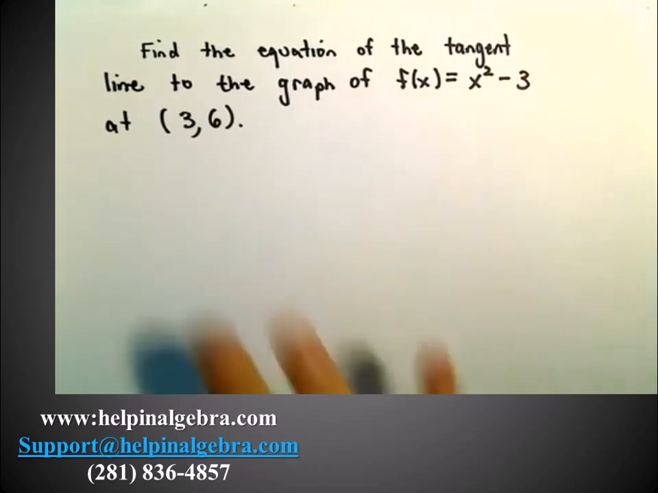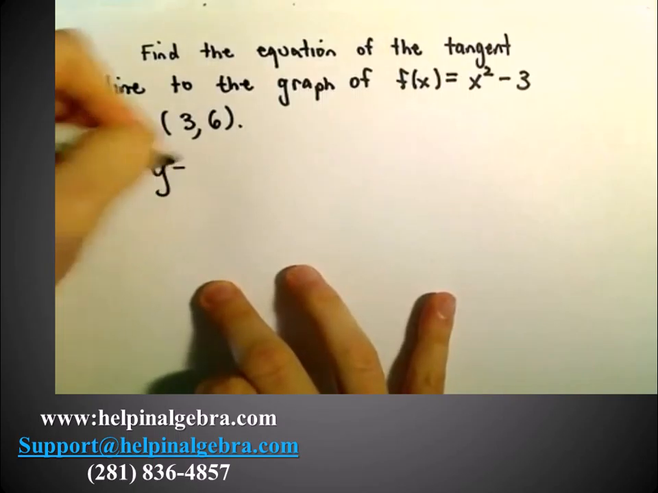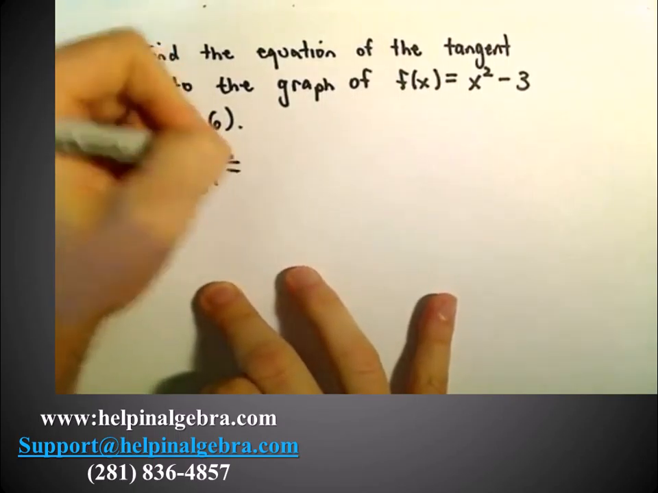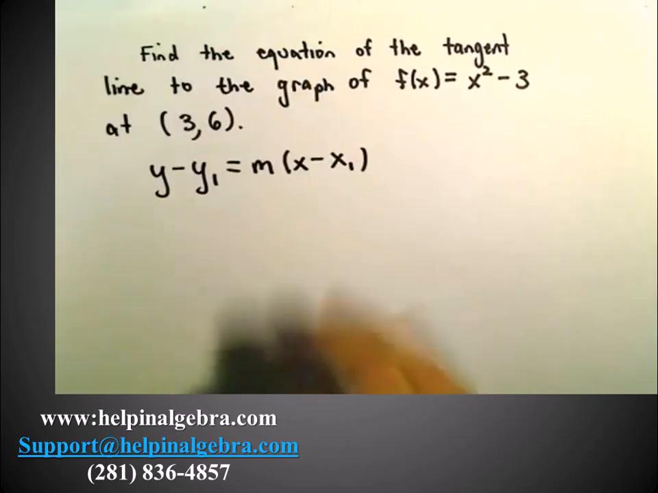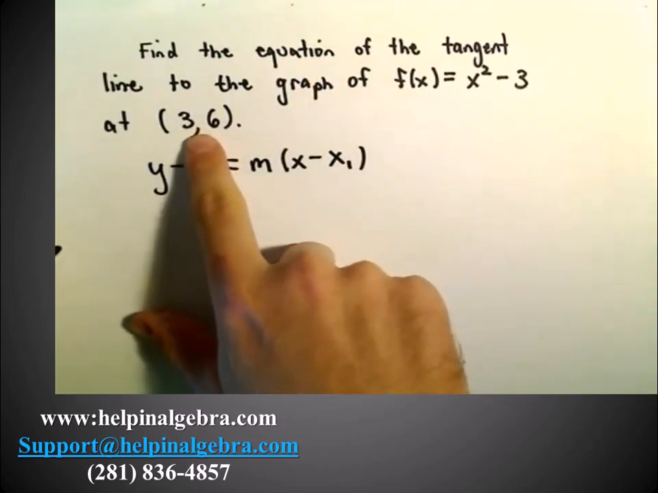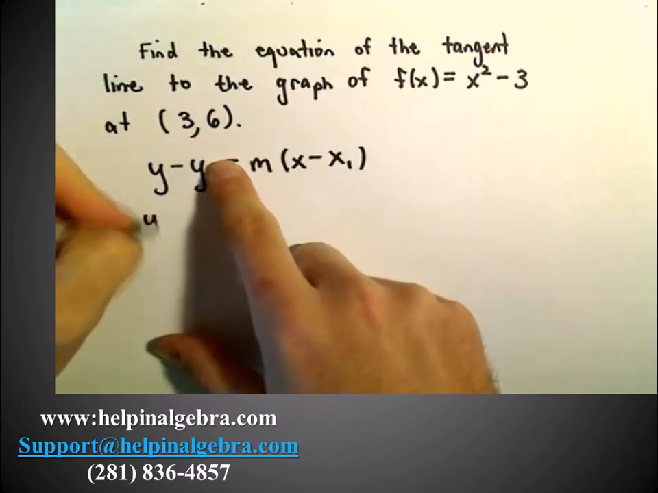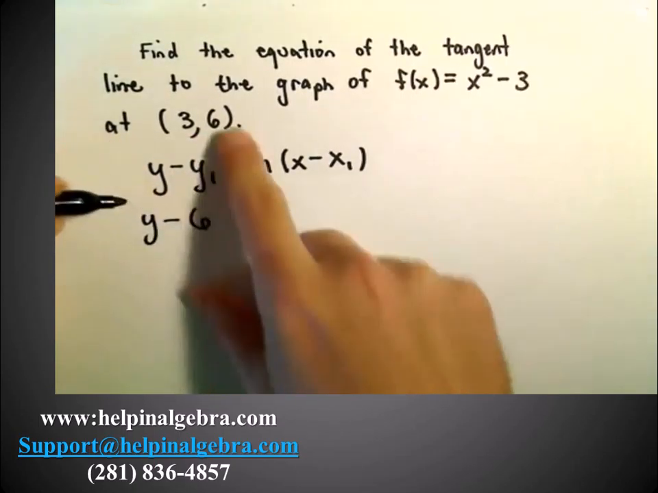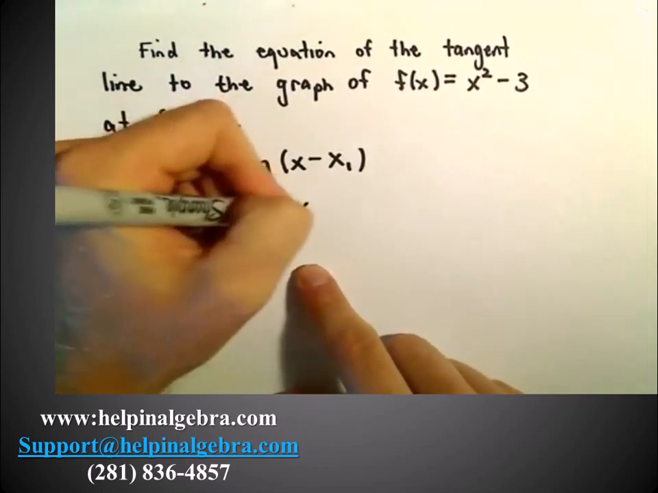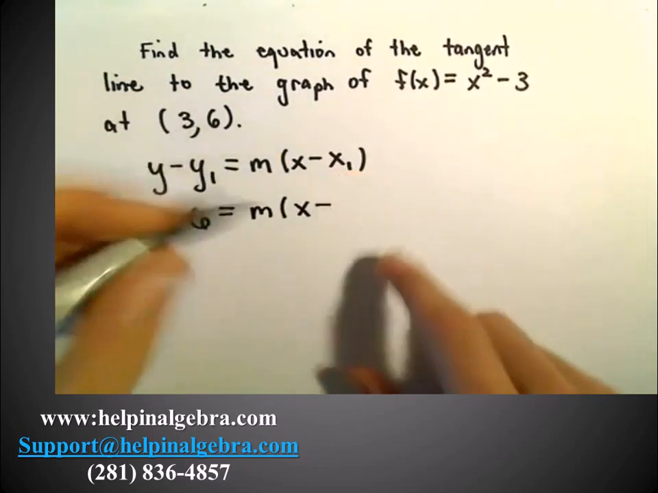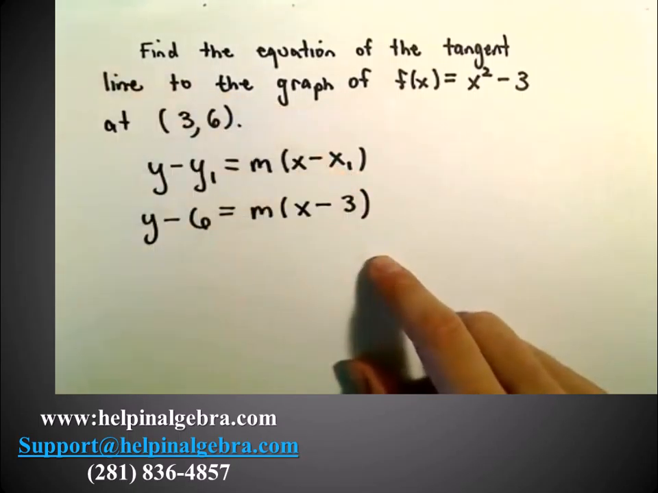And again, to do this we can just use the point-slope formula, so y minus y1 equals m times x minus x sub 1. Well, we know that the point on the graph that we're using is 3 comma 6, so I'm just going to plug in 6 for the y sub 1 value, and then I'm going to plug in 3 for my x sub 1 value.